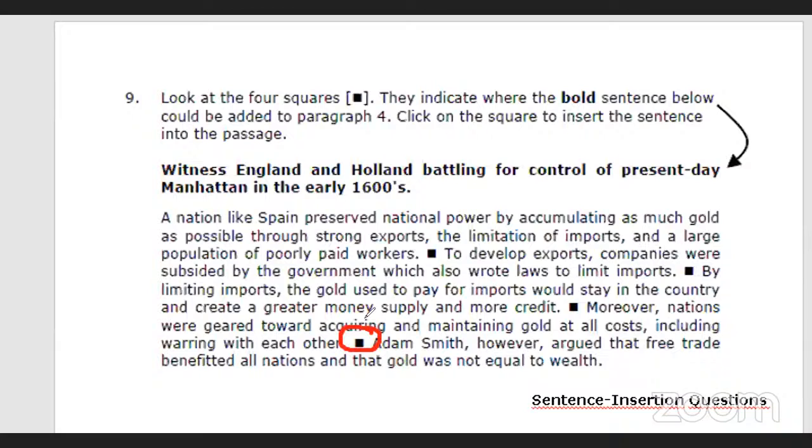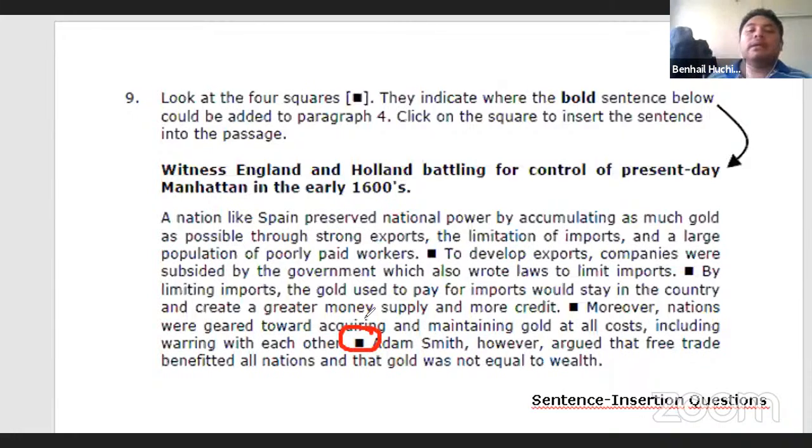Okay. In that case, what do we need to infer from the text where it says witness England and Holland battling? Here, the word battling you may understand as fight, fight for control of present day Manhattan in the early 16th. So in that case, what they are looking for is something related to battling. And the only statement that talks about battle is this one.